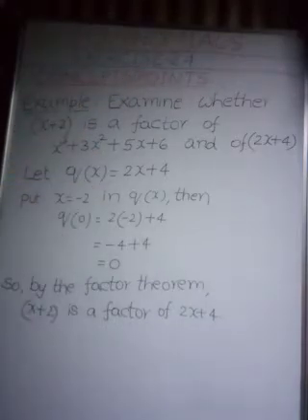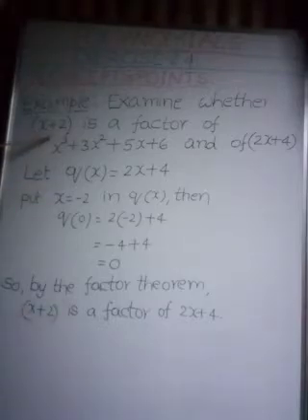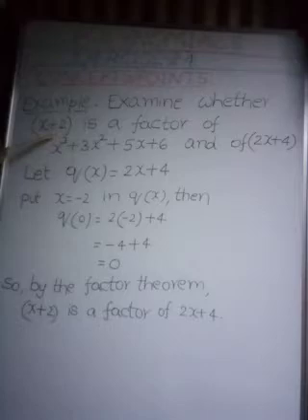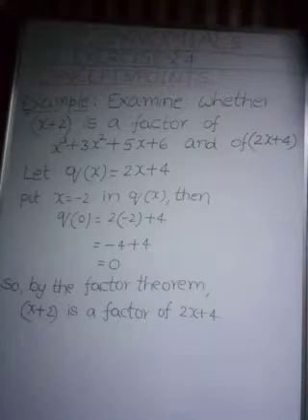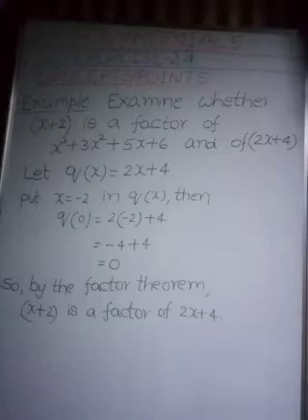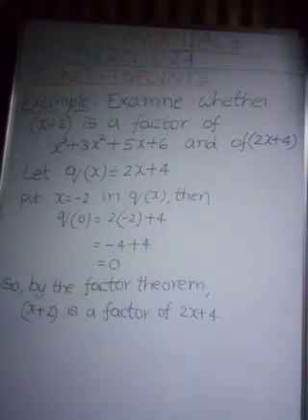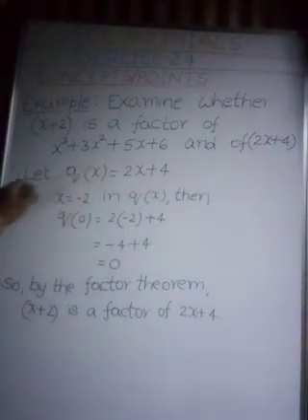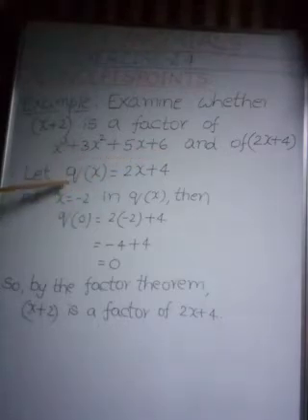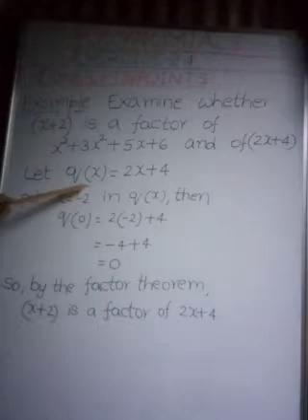What is the second part of the example? We have to examine whether x plus 2 is a factor of the second polynomial, that is 2x plus 4. We follow the same steps as we followed in the case of the first polynomial. Let us assume that q of x is equal to 2x plus 4. We are supposing that the polynomial is q of x. So q of x is equal to 2x plus 4.